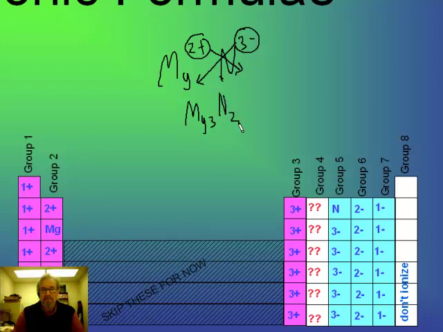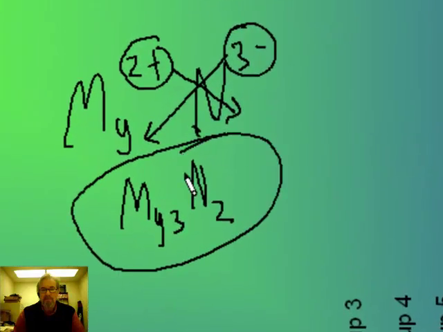I don't have to write dots. I don't have to follow the arrows around to figure out what the formula is. I just write them down. Cation first, anion second, swap their charges and turn them into subscripts.